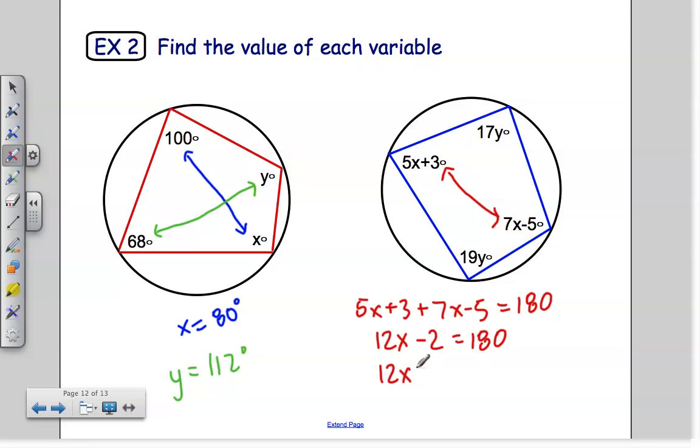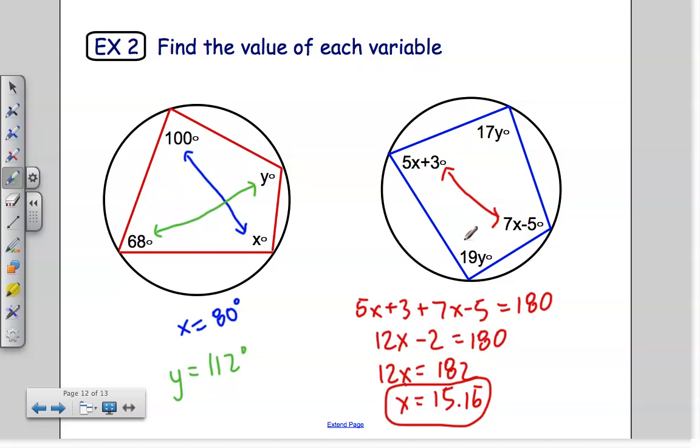Add 2 to both sides. 12x equals 182. And 182 divided by 12, x is 15.1 and the 6 repeats. Not a nice answer, but I guess that's what we're getting there.